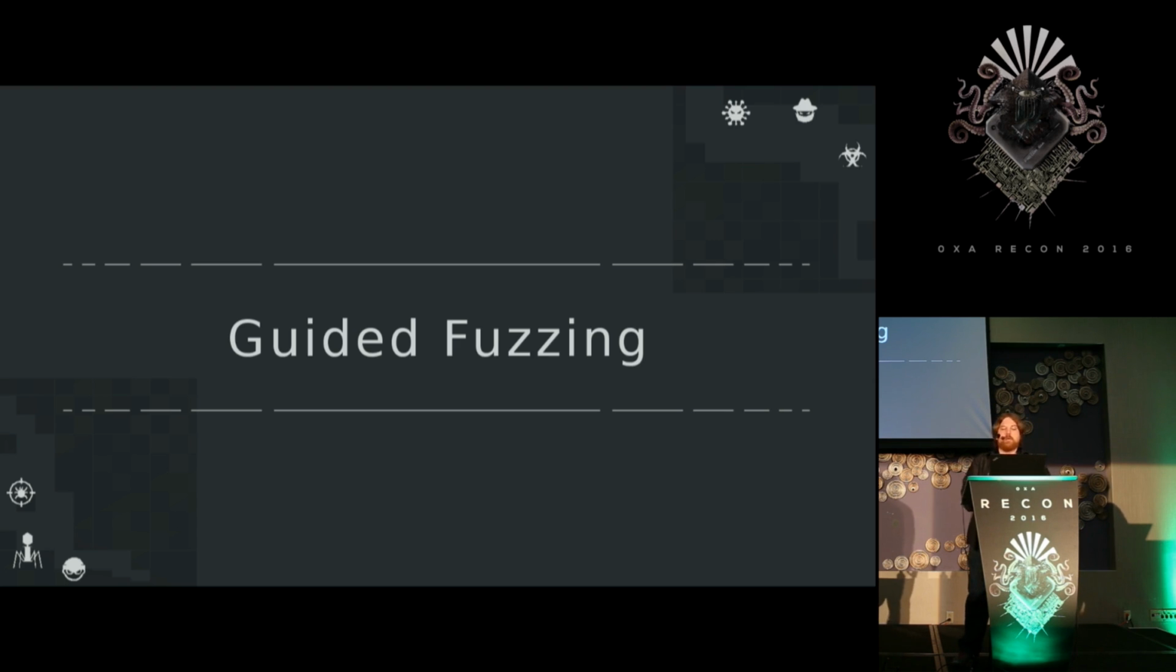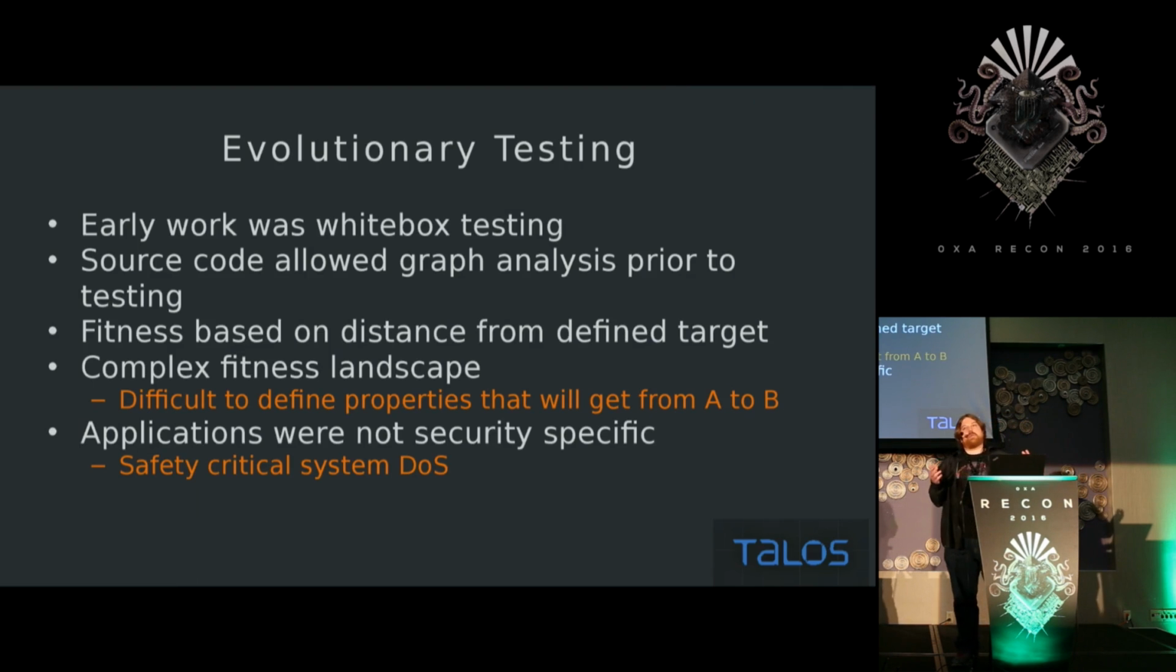Okay. So evolutionary testing was originally white box testing done on source code, typically for highly critical systems that needed safety against failure, including denial of service and things like that. And the source code allowed them to do a priori analysis of the graph and do things like static analysis that determined areas that might lead to exceptional conditions. And then they would use evolutionary testing to try to craft inputs that would get you to those locations.